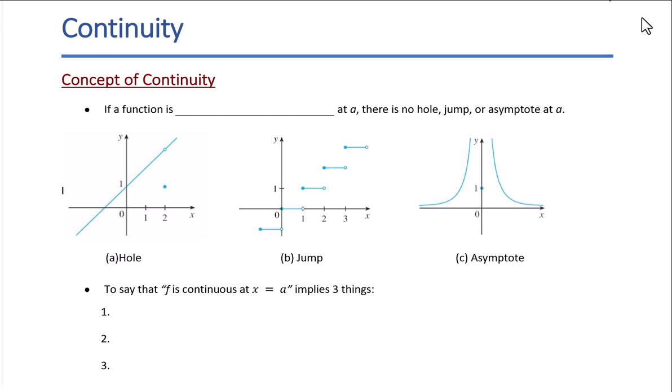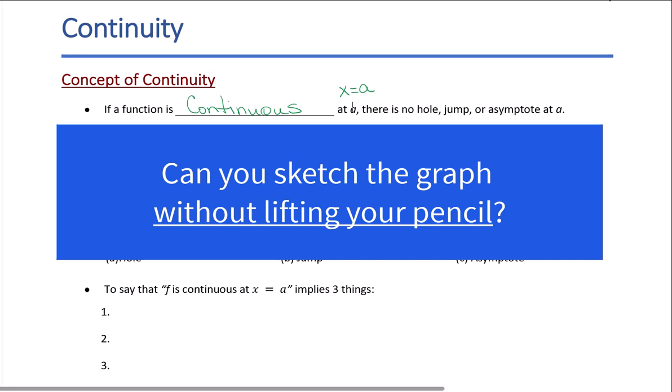Now let's talk about the continuity of a function. A function is continuous at a. That means, again, x equals a. There is no hole, jump, or asymptote at a. Think about it as being able to draw the graph without lifting your pencil.